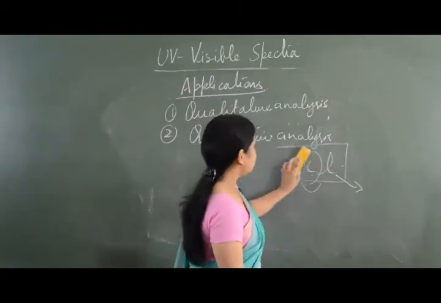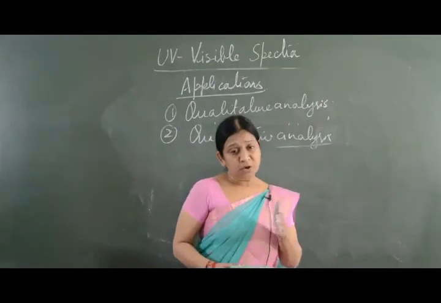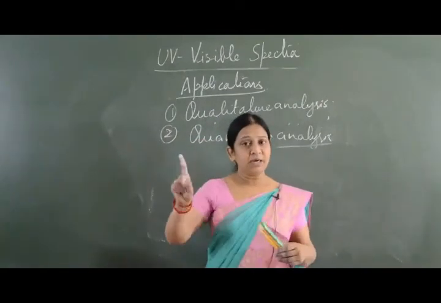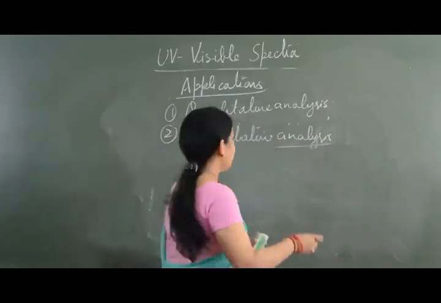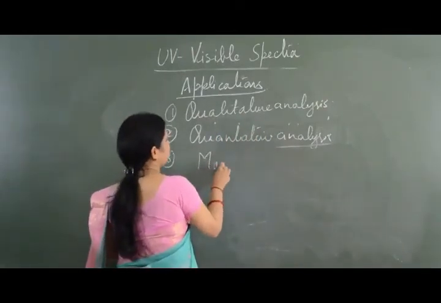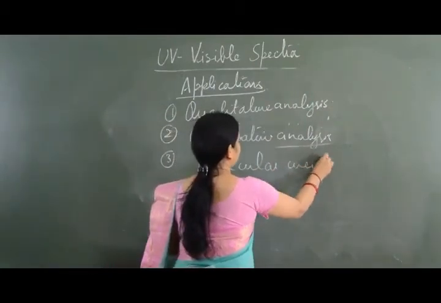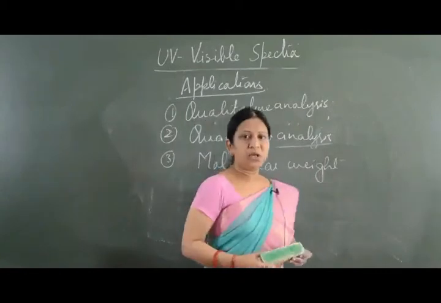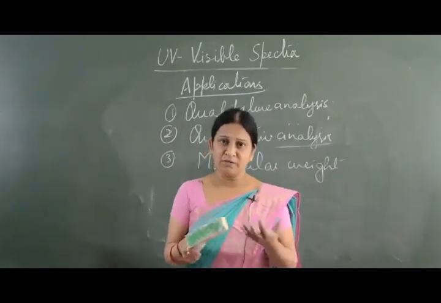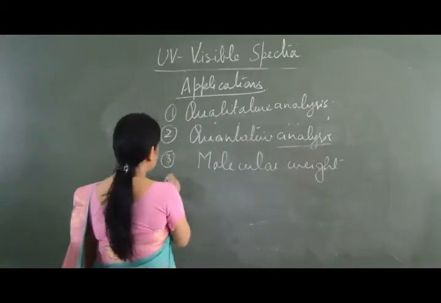So it helps us to determine the concentration, and when concentration is multiplied by molecular weight, I can determine the solubility. It also helps us to determine the molecular weight. How can I determine the molecular weight? Because if I know the concentration, then I can determine molarity and normality. If I know this, then molecular weight can be determined very easily.